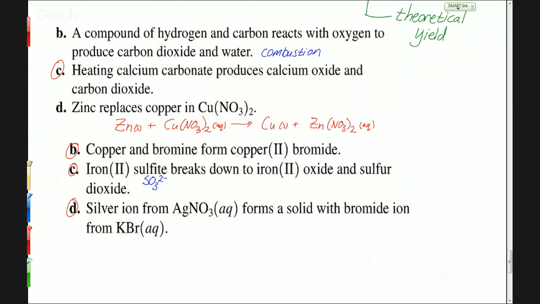All right, so let's take a look at some of these. Hopefully you got C because that was what we did in lab yesterday. Calcium carbonate is CaCO3. And heating it produces calcium oxide and carbon dioxide. Again, carbonate, CO3 2 minus, that's one from the list. You should know that one. Calcium 2 plus from the second column.